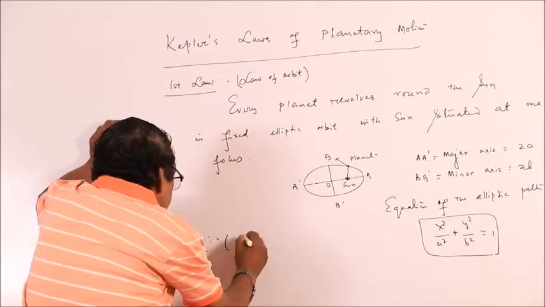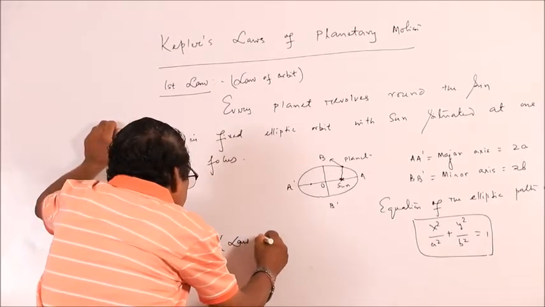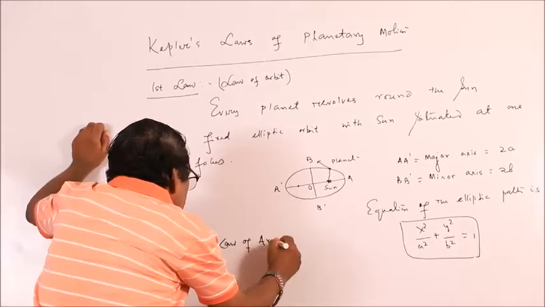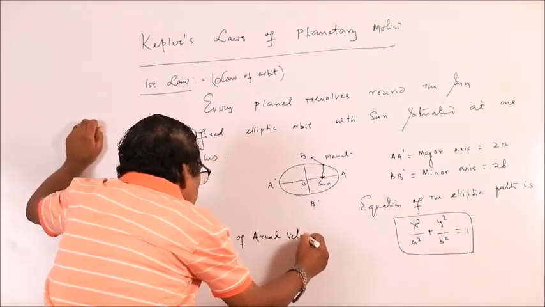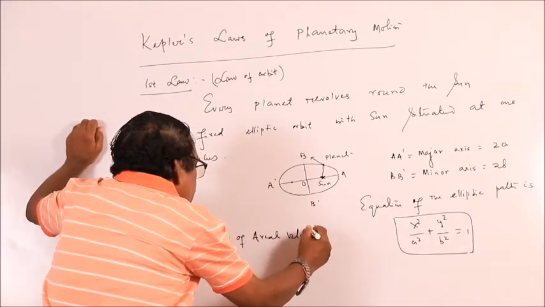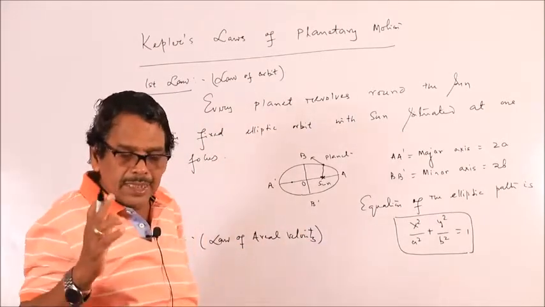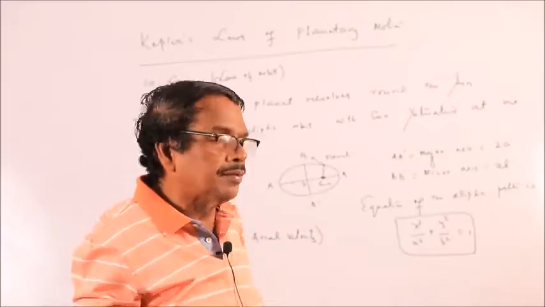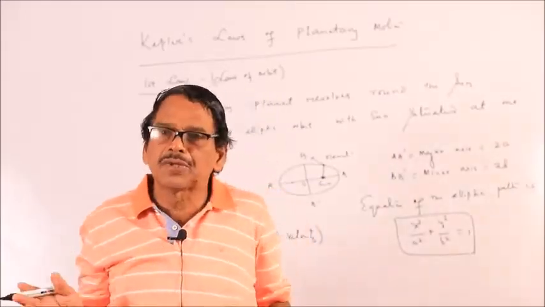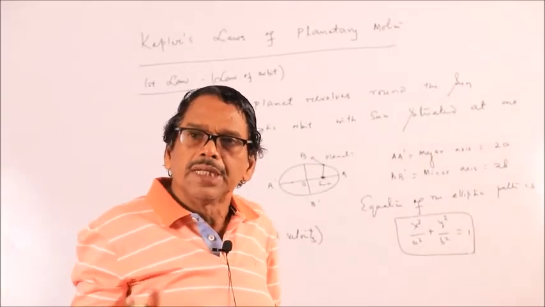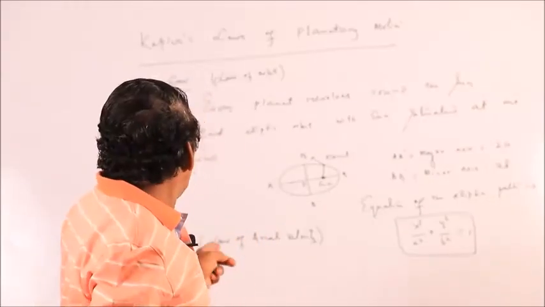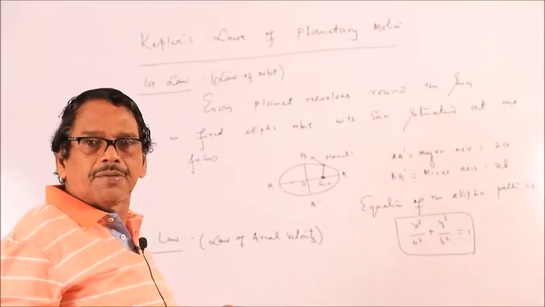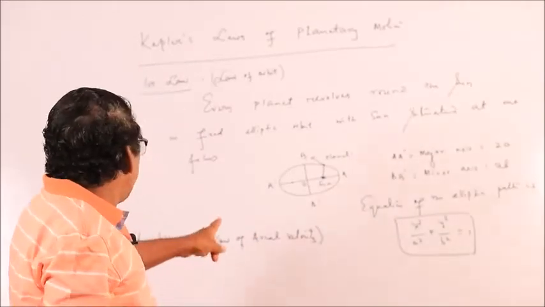Now, the second law gives an idea about the law of aerial velocity. What does aerial velocity mean? Aerial velocity is area covered per unit time. Linear velocity is distance covered per unit time. Angular velocity is angle covered per unit time. Aerial velocity is area covered per unit time. So, this second law gives the idea about the law of aerial velocity.